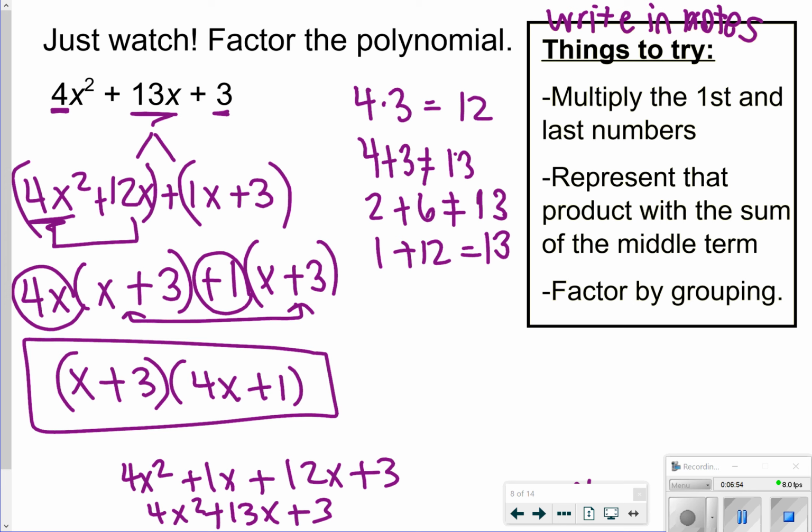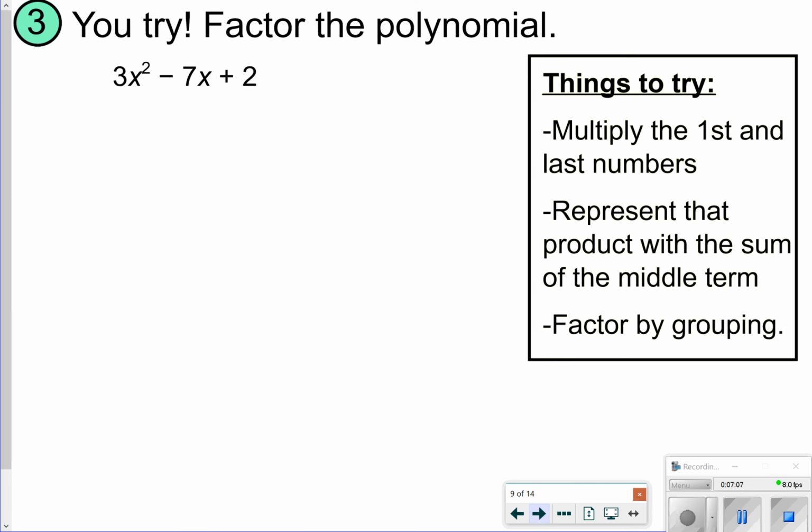Okay? So multiply the first and last numbers, check. Represent that product with the sum of the middle term, check. And then factor by grouping, also check. So here's one to try. Again, notice that a does not equal 1, and we do not have a GCF. Be careful, though, of your signs, and make sure to try these three steps here. So let's go ahead and pause so you can try number 3, and once you're done, click play to check your work.